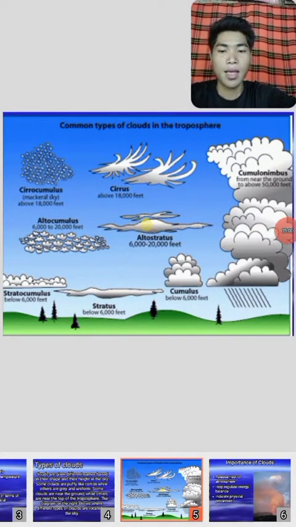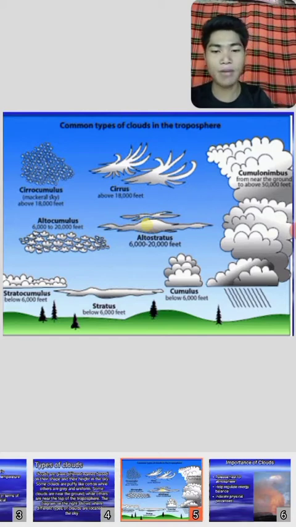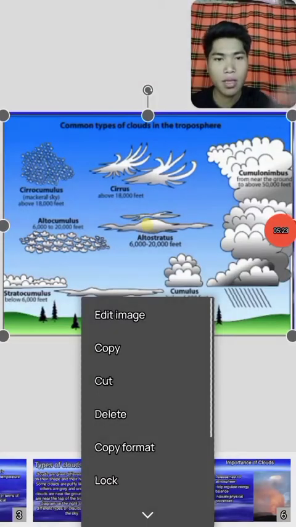And the last, mao ni siyang last nga types of clouds. The low clouds are the last group of clouds that are low, ra ni siya away from the Earth's surface. Specifically, these clouds are the stratus, stratocumulus, and nimbostratus. Mao ni siya ang the low clouds.